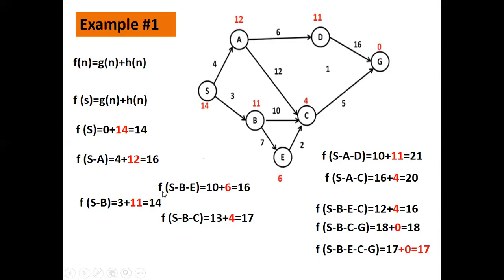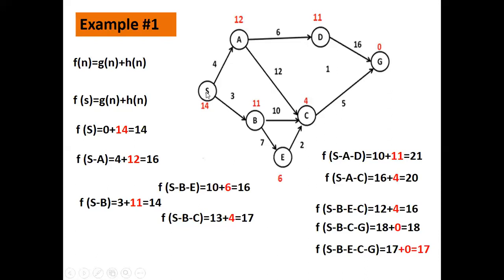So let us see B to E first. So f of S, B, E, the path we followed was S, B and E. What is the actual cost? Actual cost is S to B, that is 3, plus B to E, that is 7, equal to 10. And the estimated cost of E to reach G is 6. So it is 10 plus 6, which is 16.